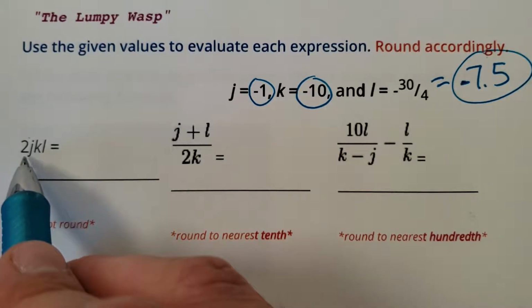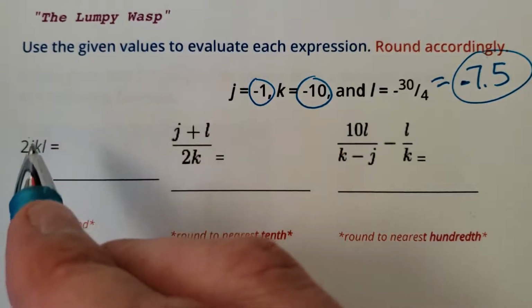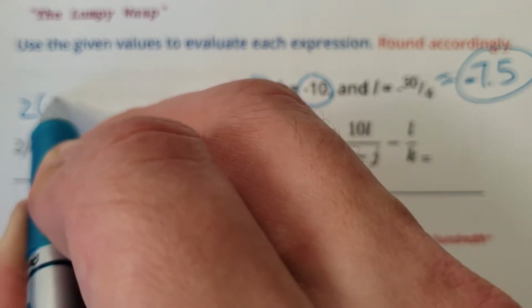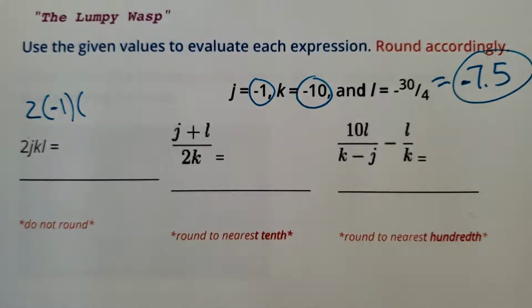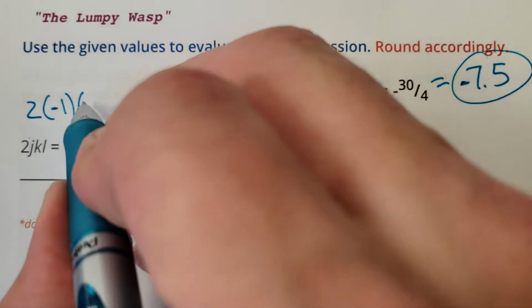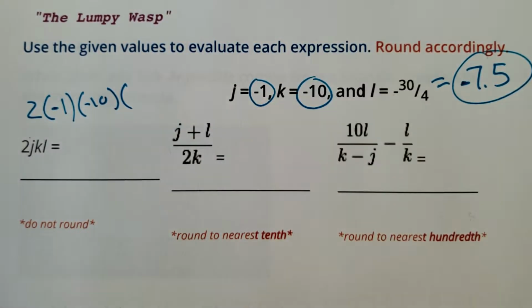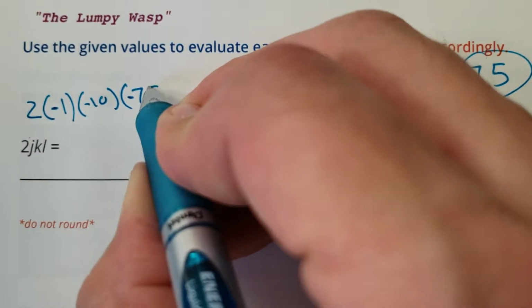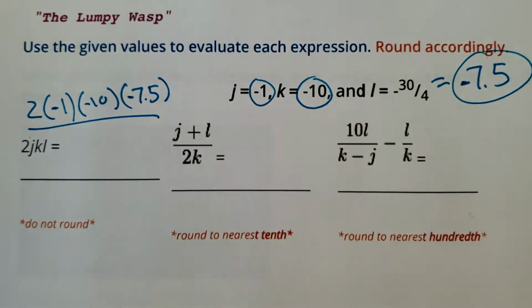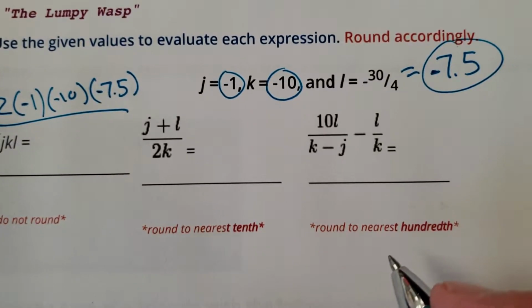So 2JKL, what does that mean? It's just multiplication. 2 times a negative 1 times a negative 10 times a negative 7.5. Look at that. Took like 5 seconds to write out. Probably take another 5 seconds to type out in my calculator, but I don't need to because I know how to do stuff.